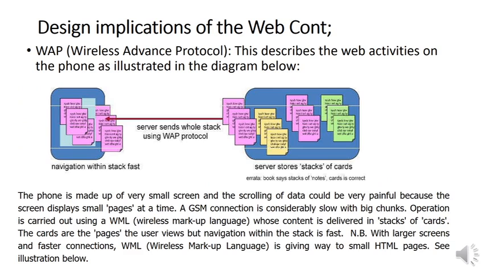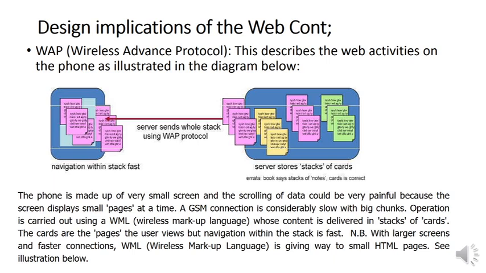WAP, Wireless Application Protocol. This describes web activities on the phone, as illustrated below. The phone has a very small screen and scrolling through data could be very painful because the screen displays little of a page at a time. A GSM connection is considerably slow with big chunks.